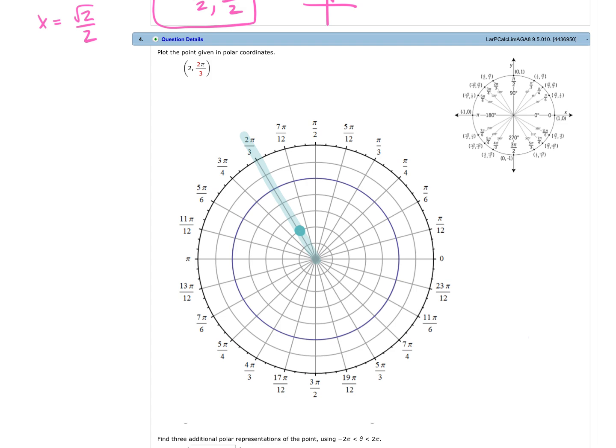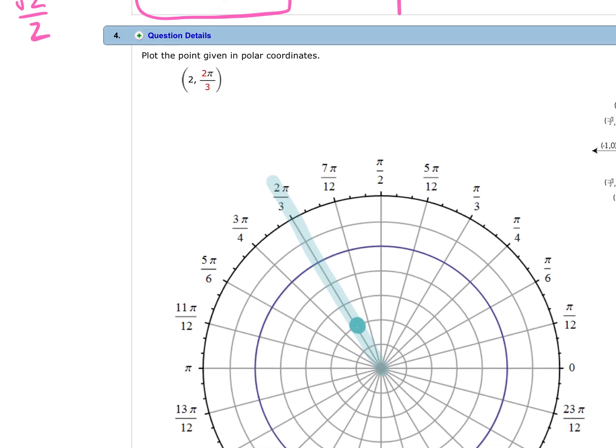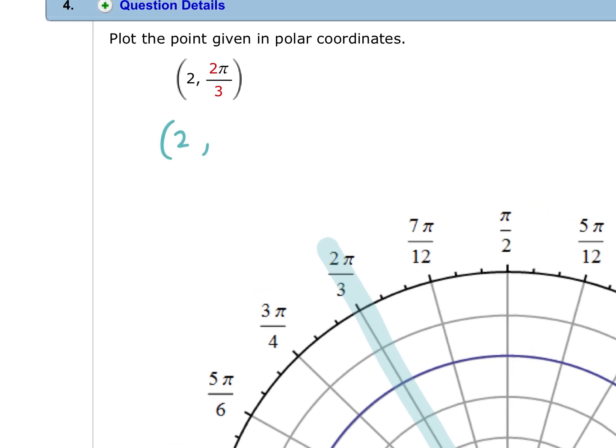Now to find 3 additional points, if we keep the sign of 2 the same, what would I add and subtract to 2 pi over 3? 2 pi, we would add 2 pi and subtract 2 pi, perfect. So I'm going to add 2 pi first. We need a common denominator, so I can make it 2 pi over 1, multiply the top and the bottom by 3, so this ends up being 6 pi over 3. So here our point would be 2, 8 pi over 3.